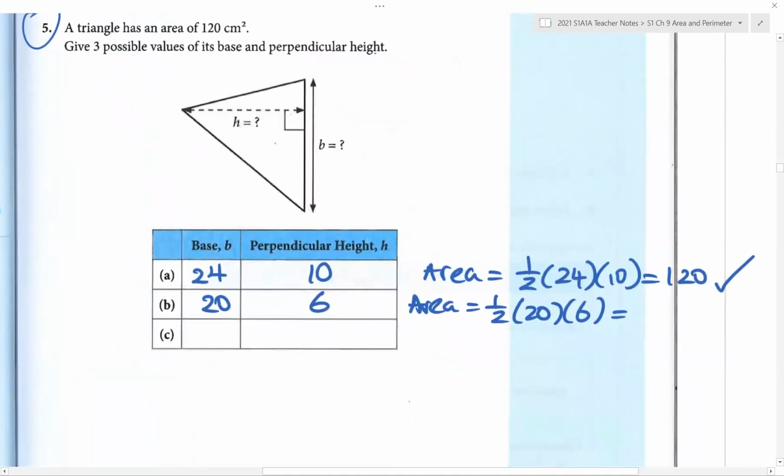Okay, Karin, help me all over here. What do you get when you take half times 20 times 6? You got 60, right? But is 60 what you want? No, what did you want? 120. How do we go from 60 to 120? Times 2, isn't it? So you just need to take one of the numbers, either 20 times 2 or 6 times 2. Choose one.